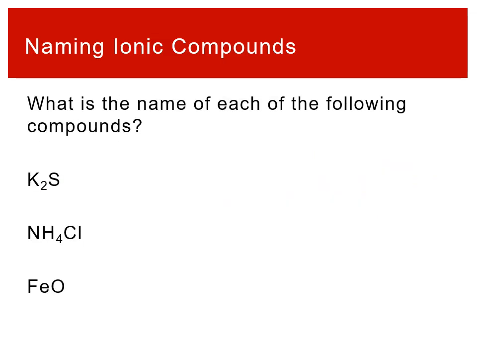So let's look at some examples. What is the name of each of the following compounds? I have K2S, NH4Cl, and FeO. When I'm going through this process for ionic compounds, I'm going to write out the name of the cation, followed by the name of the anion. You were told that these are ionic. Normally, you would need to figure out that you're dealing with something ionic, but in this case, you were told. But we could still figure out that these are ionic based on metals or the presence of NH4.